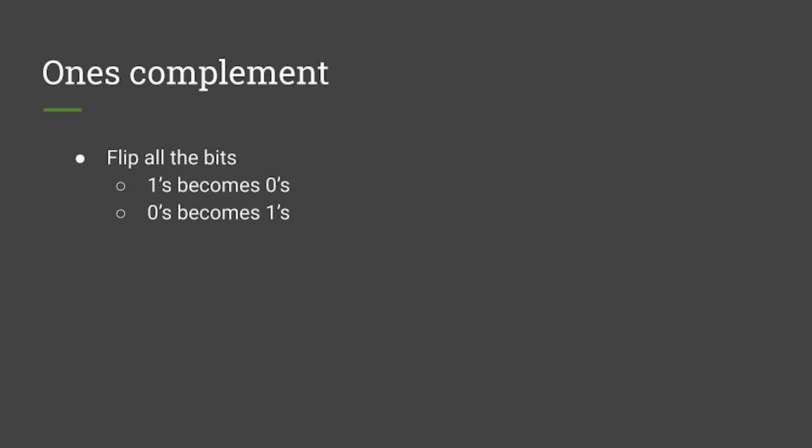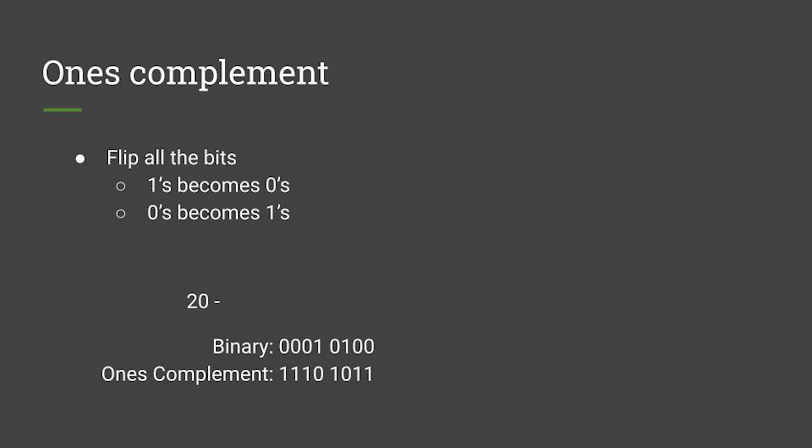So let's take a quick look at 1's complement. All we are doing is simply flipping all the bits in the binary number. So all the 1's become 0s, and all the 0s become 1's. A little example here, we've got 20, the binary number is 0001 0100. To get that negative representation of negative 20, we simply flip all the bits. So all the 0s become 1's, and all the 1's become 0. And our result is 1, 1, 1, 0, 1, 0, 1, 1. And that would be negative 20 in binary, using 1's complement.